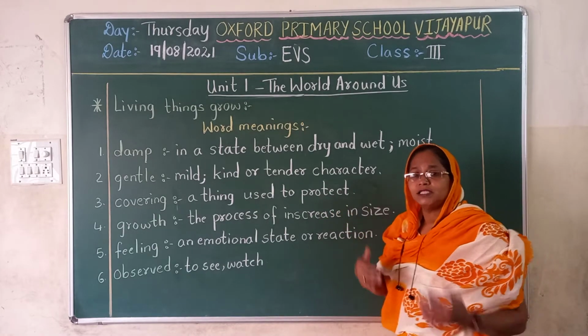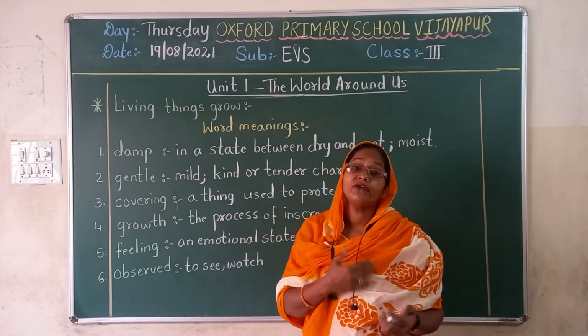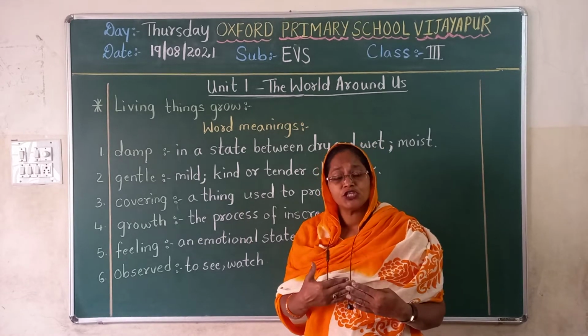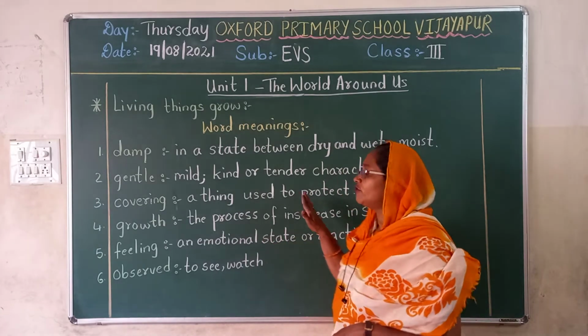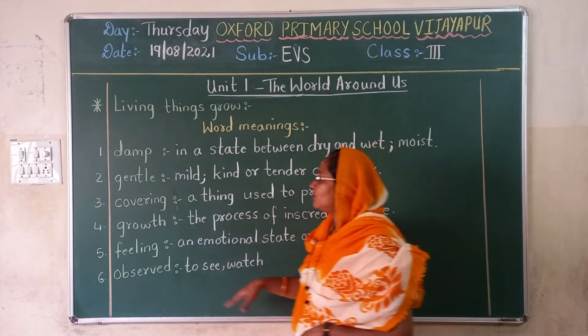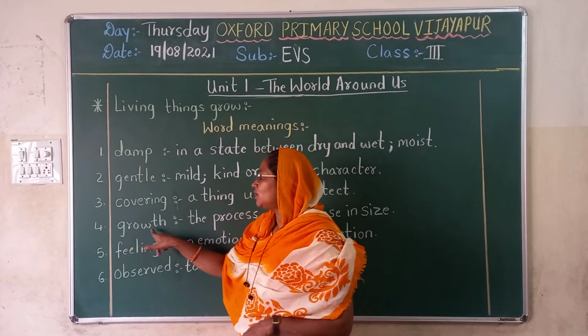P-R-O-T-E-C-T. Protect. Children, now you don't write; you have to read with me how I am pronouncing it. So you have to read it. Afterwards you can pause the video and write it. Next, the fourth one is growth.